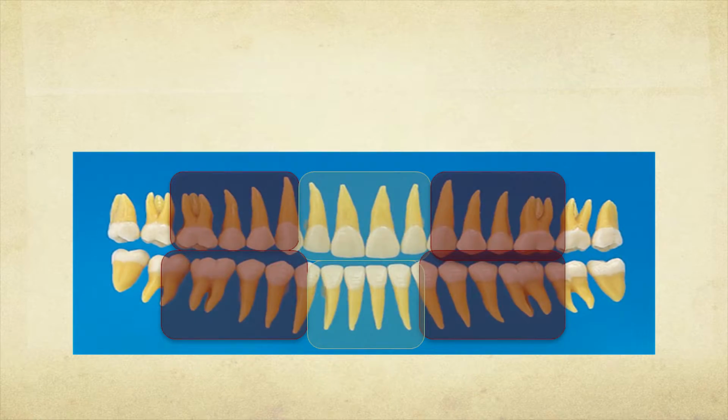Then this is, in general, a display of a permanent dentition. The areas which are darkened or highlighted are the posterior teeth, and the areas which are lightened are all the anterior teeth. That's a broad classification. I'll go into detail about each of these and specifically what they do.